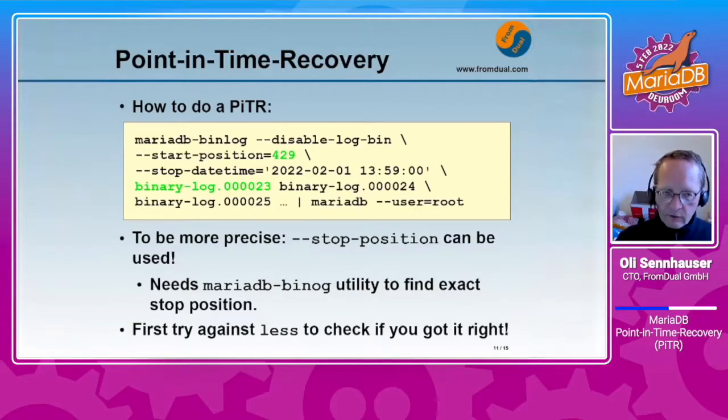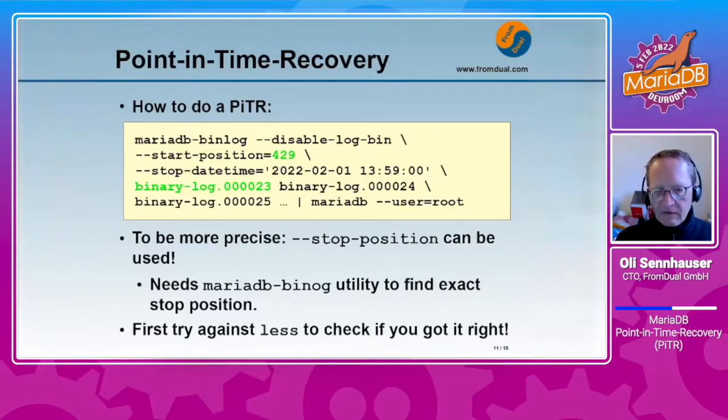So how do we do technically the point-in-time recovery? For point-in-time recovery, you need another utility called mariadb-binlog. In this tool, you have to enter the start position, which is the position in the first binary log you just figured out from your backup. Then you have to enter the stop date time. So this is the date and the time where you want to stop with the point-in-time recovery.